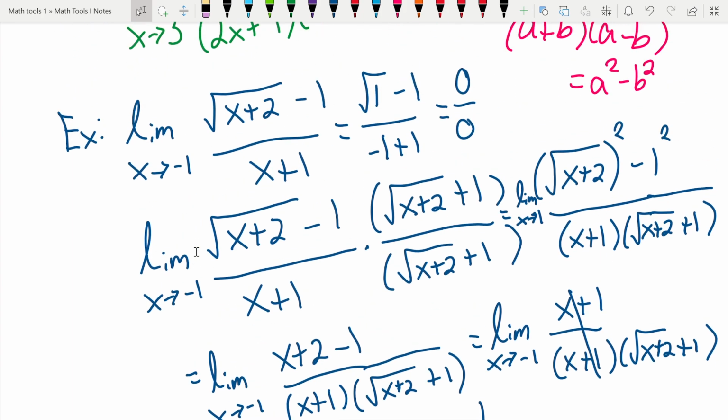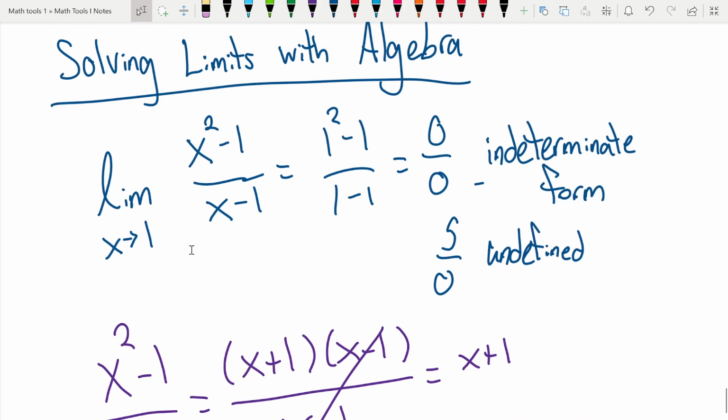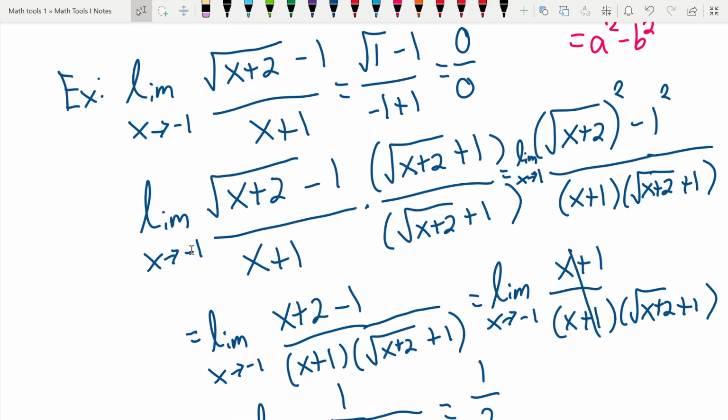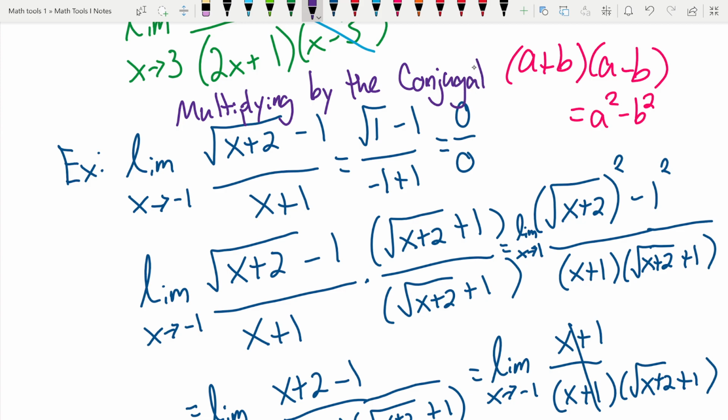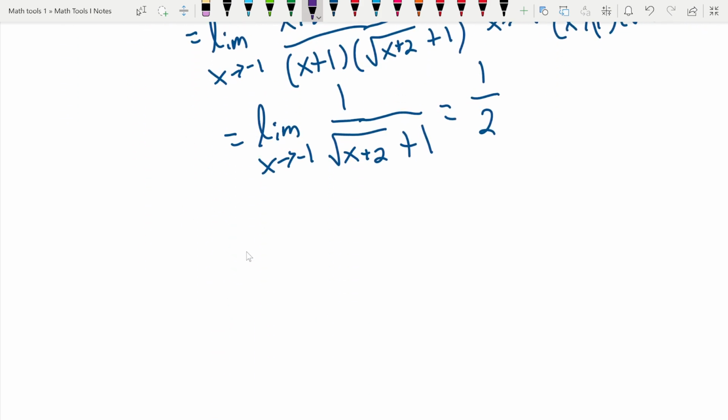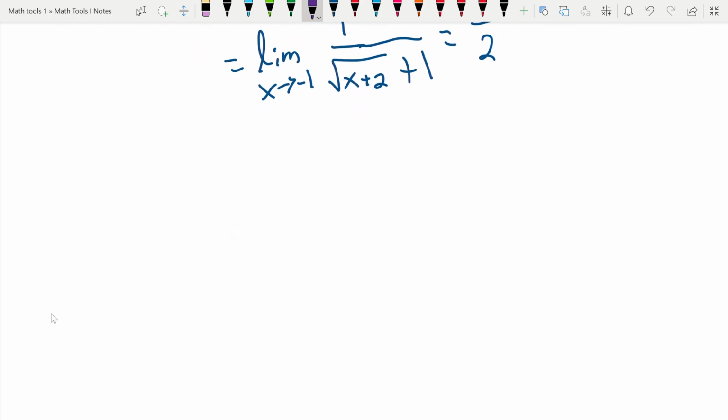Okay, so we've seen examples now where we solve by factoring, solve by multiplying by the conjugate. So let me go ahead and label that. Multiplying by the conjugate. So this is that word conjugate, in case anybody wants to look that up or anything. Now let's go ahead and do one with an algebraic technique that we have seen before, which will be simplifying a complex fraction.